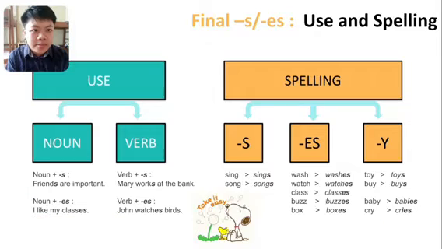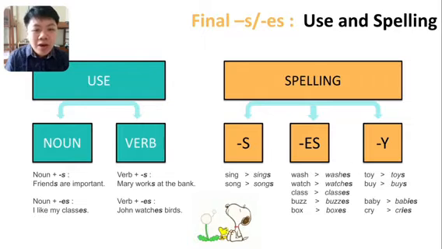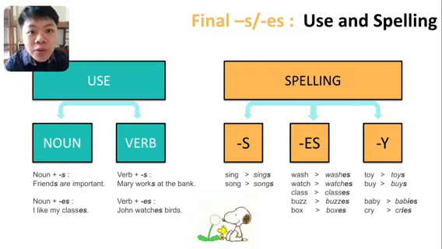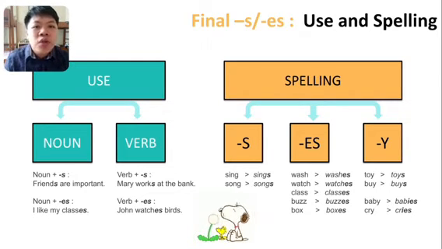Let's go. The first one is final S or ES. How is the use and how is the spelling? Let's get to the list. Now, what is the use of S or ES for nouns? Let's take a look here. Friends are important. Now, I want to ask you something. What is friends here? Is it singular or plural? Yes, they are plural.